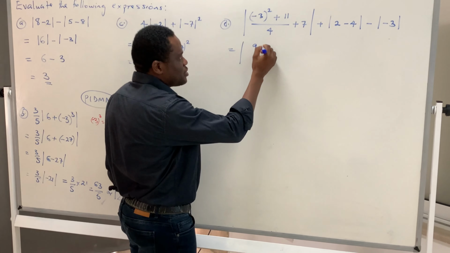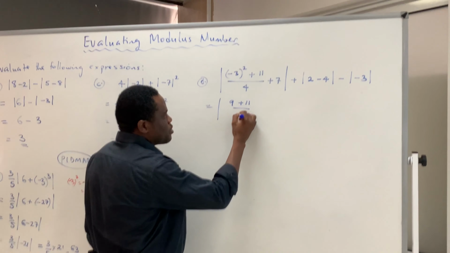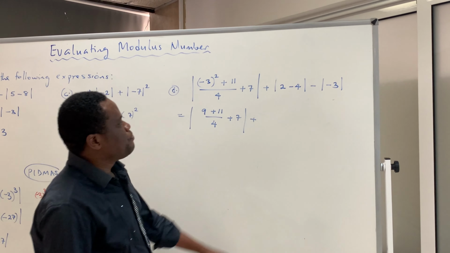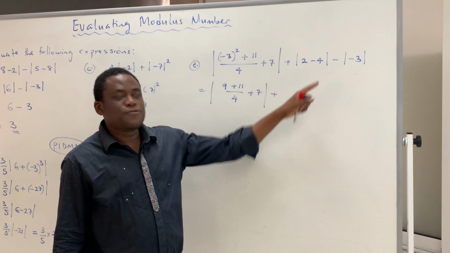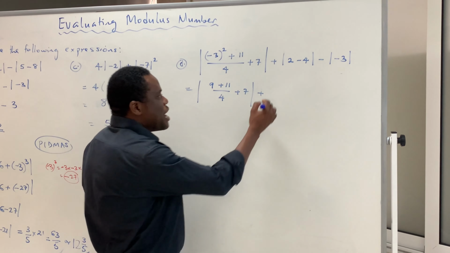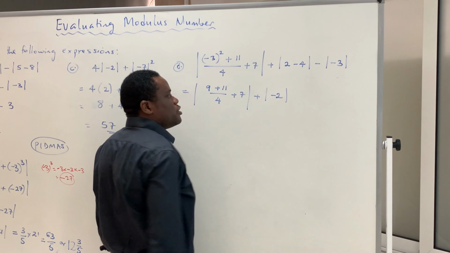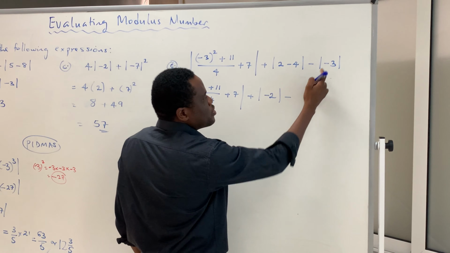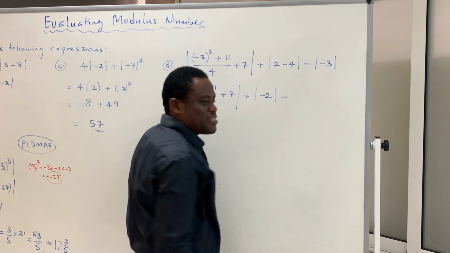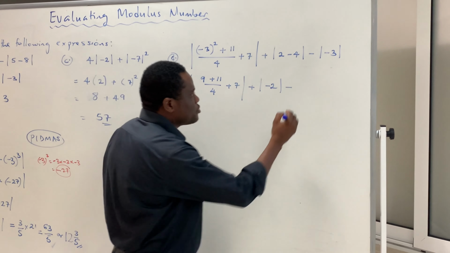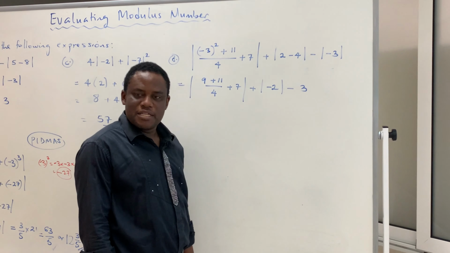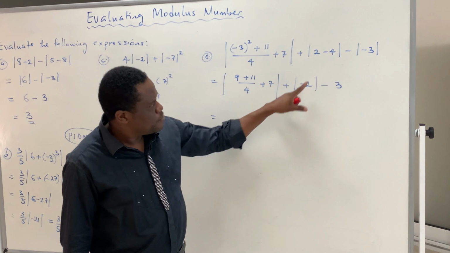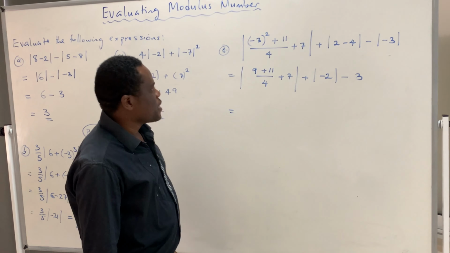We have 9 plus 11 over 4 plus 7 plus, come here, 2 minus 4. That is what? Minus 2. So that's the modulus of minus 2, minus the modulus of minus 3. The modulus of minus 3 is what? Plus 3. Plus 3, which is 3. Right? Good. I hope you have followed, step by step.